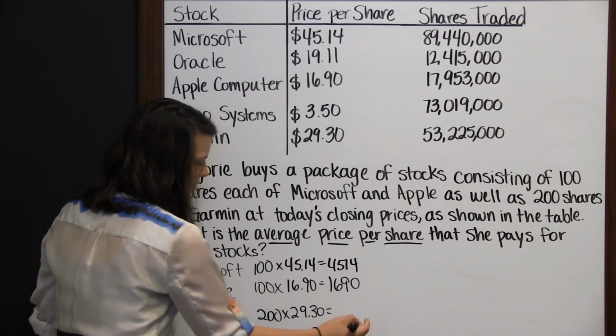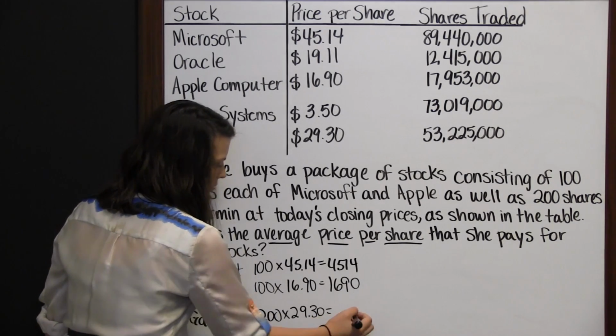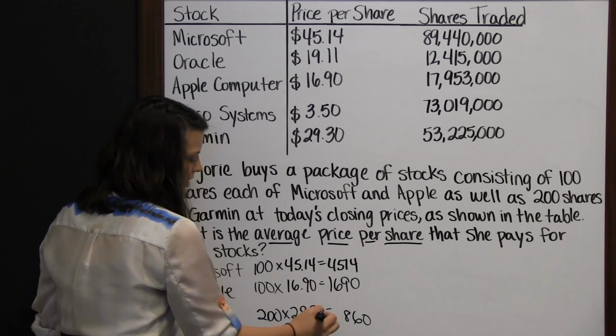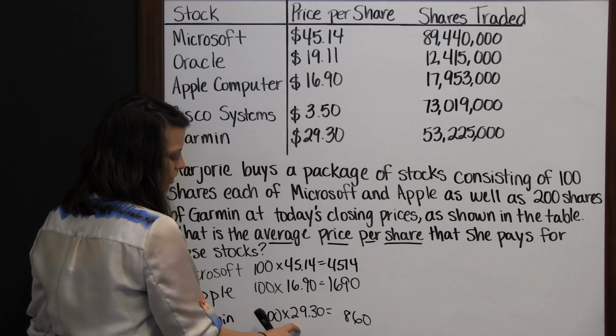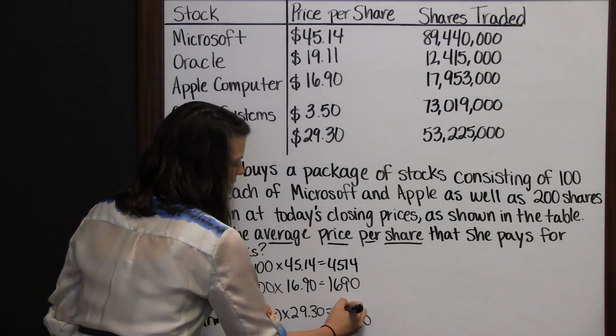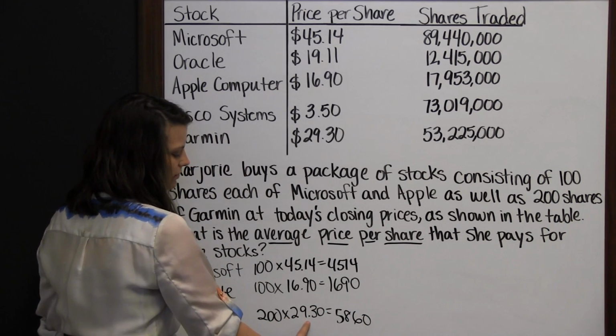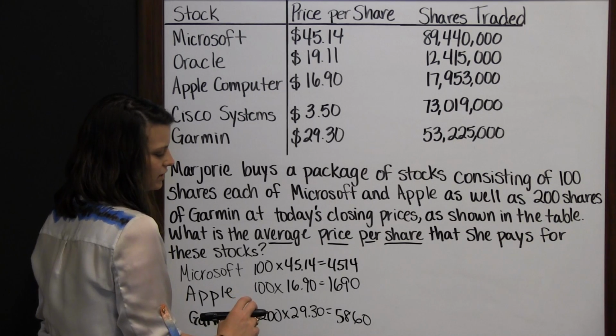So if you double 0, you get 0. If you double 3, you get 6. If you double 9, you get 18. And then we carry the 1 over here. 2 times 2 is 4 plus 1 is 5. So all I did was multiply 200 times $29.30.